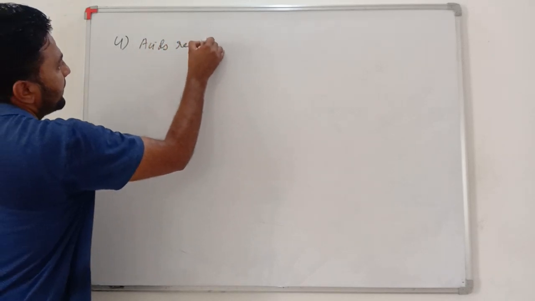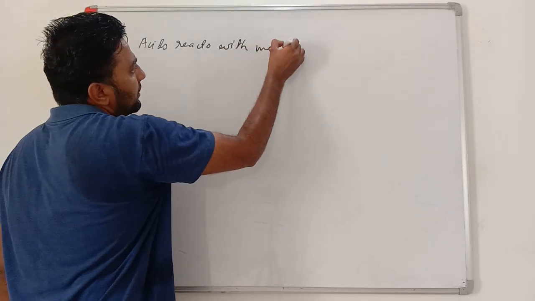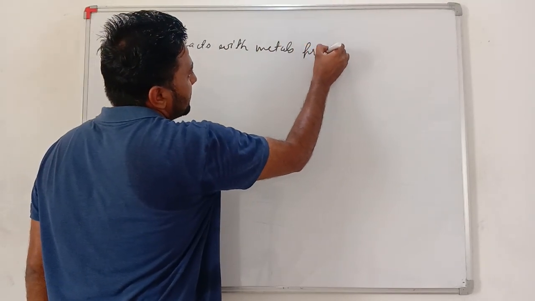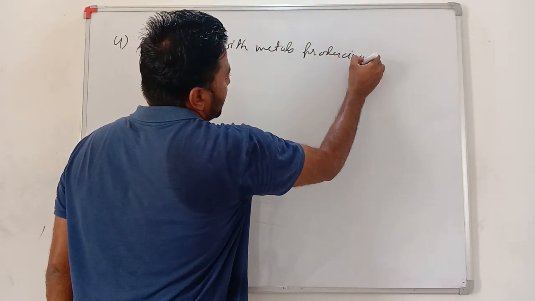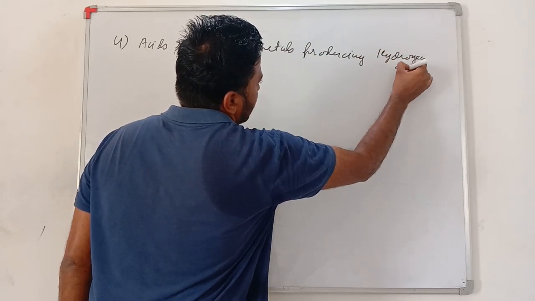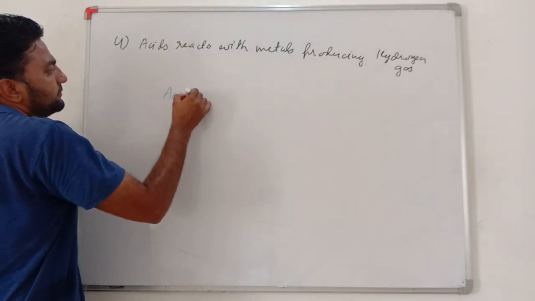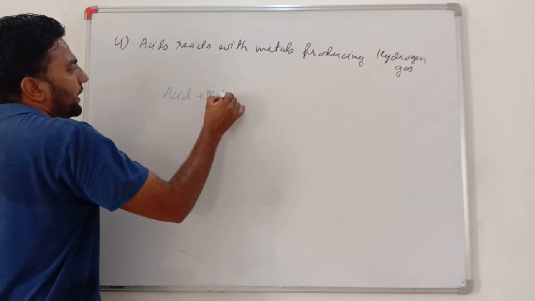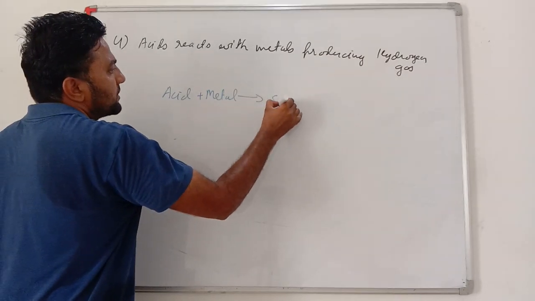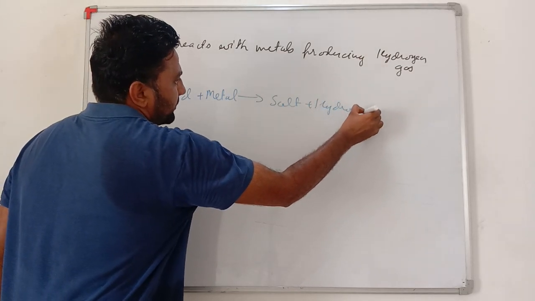Acids react with metals producing hydrogen gas. Very important. That is, acid plus metal gives us salt plus hydrogen.